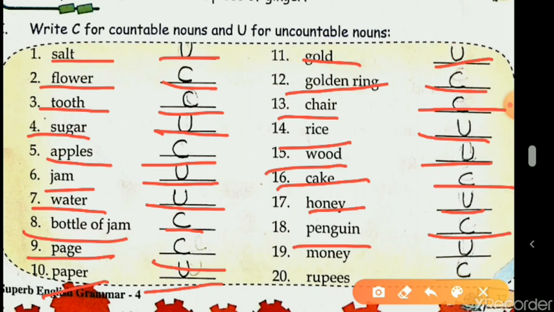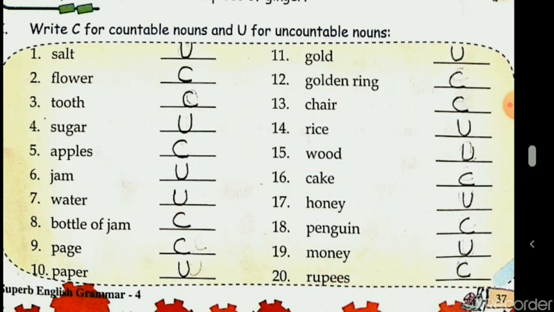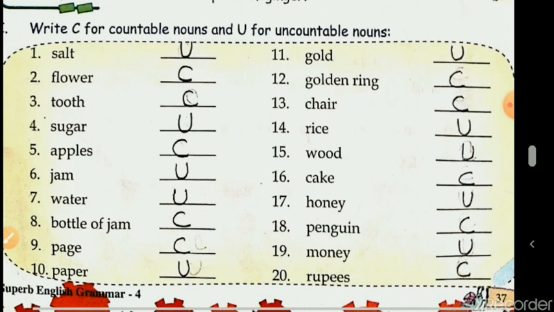Money. Now, children, can you count money? No, we cannot count money. We can count rupees and coins and notes, but because they are the currency. So, currency is countable, whereas money is uncountable. Rupees, can you count rupees? Yes, we can count rupees. So, rupees is countable now. So, this was the exercise about countable and uncountable nouns. Students, please complete this exercise, those of you who are having grammar books.